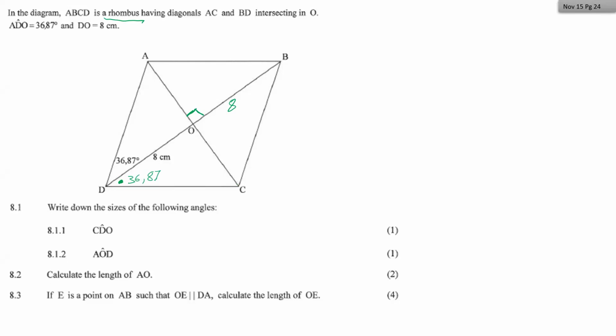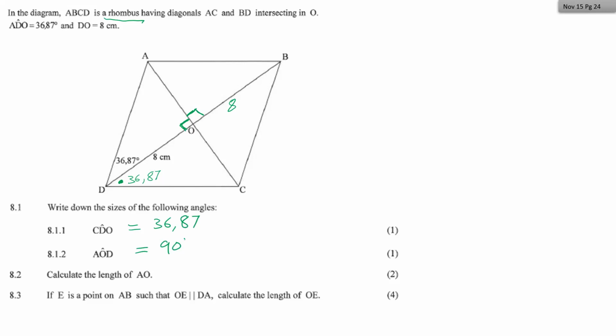The next question is to find angle AOD. Well, that's quite easy as well. We can conclude that AOD is 90 degrees. And the reason for that is diagonals of a rhombus bisect each other perpendicularly. So let me write that down. And we got 36.87, and we got AOD, which is equal to 90 degrees. Please write your reasons down.